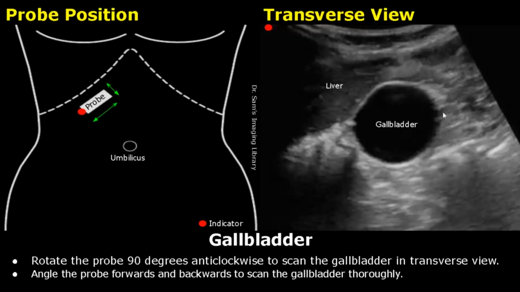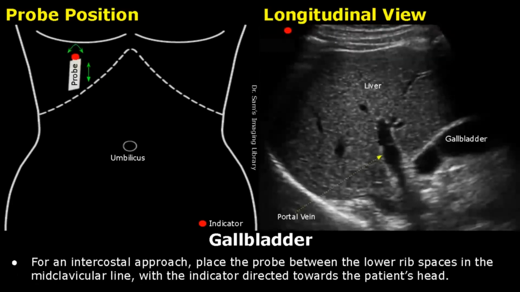You can also use an intercostal approach to view the gallbladder. Place the probe between the lower rib spaces in the mid-clavicular line with the indicator directed towards the patient's head, and you will get this type of image. Rib shadows are seen here and here.